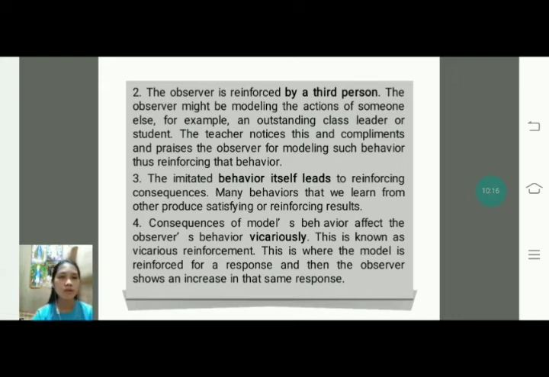So, number 3, the imitated behavior itself leads to reinforcing consequences. Many behaviors that we learn from others produce satisfying or reinforcing results.